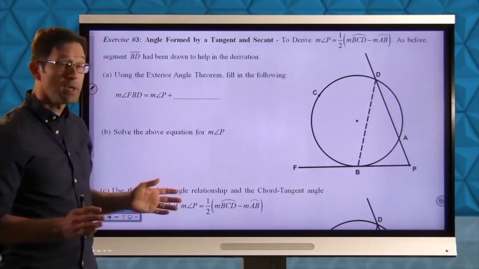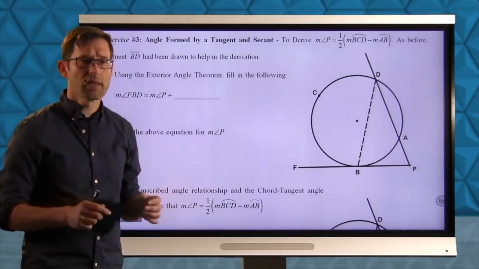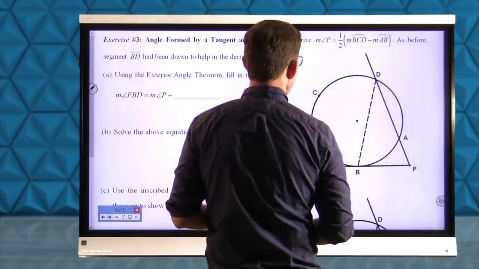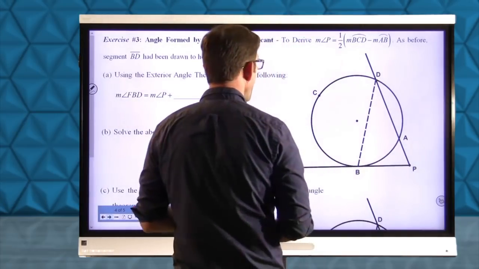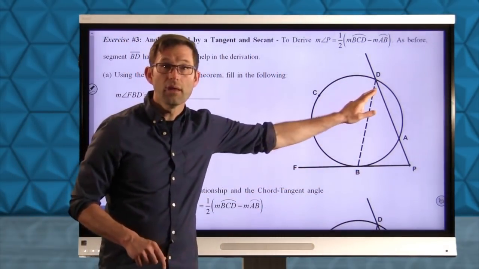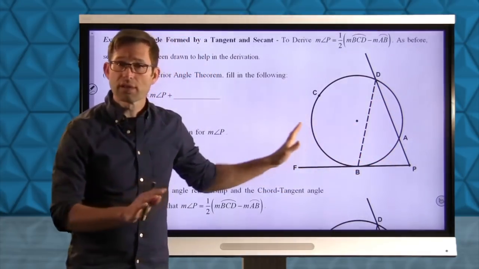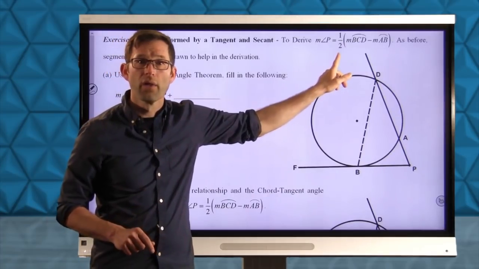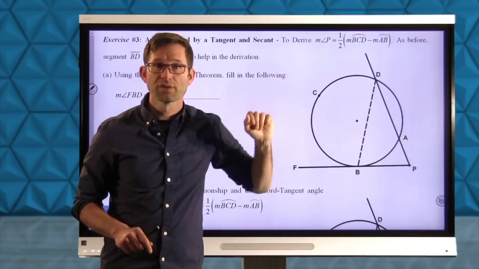All right, so exercise number 3, an angle formed by a tangent and a secant. Let's take a look. So what we want to derive is that the measure of angle P, that exterior angle, is again 1/2 the difference in the intercepted arcs, right? And we've got that larger arc, BCD, and we've got the smaller arc, AB, and we want to show, just like we did in the last exercise, that the measure of angle P, that exterior angle, is 1/2 the measure of the difference in the measure of those two arcs, okay?